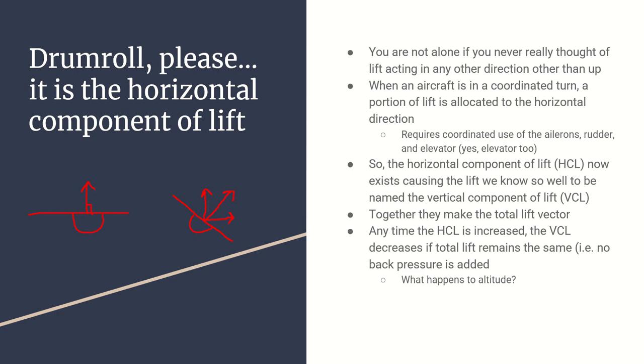But if we do nothing to make up for that loss in vertical component of lift, then we will lose altitude, right? Because we have to have enough lift acting vertically to maintain our altitude. So we probably don't think so much about it anymore after our first few flights, but it becomes a force of habit. Anytime we enter a turn, we know we're going to lose out on that vertical component, so we add back pressure to counter that, to adjust for that, so we don't lose altitude. Okay.